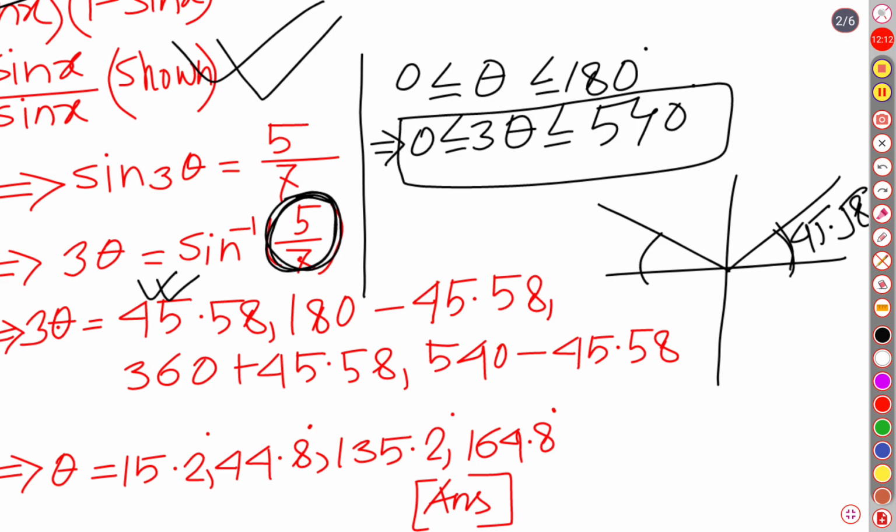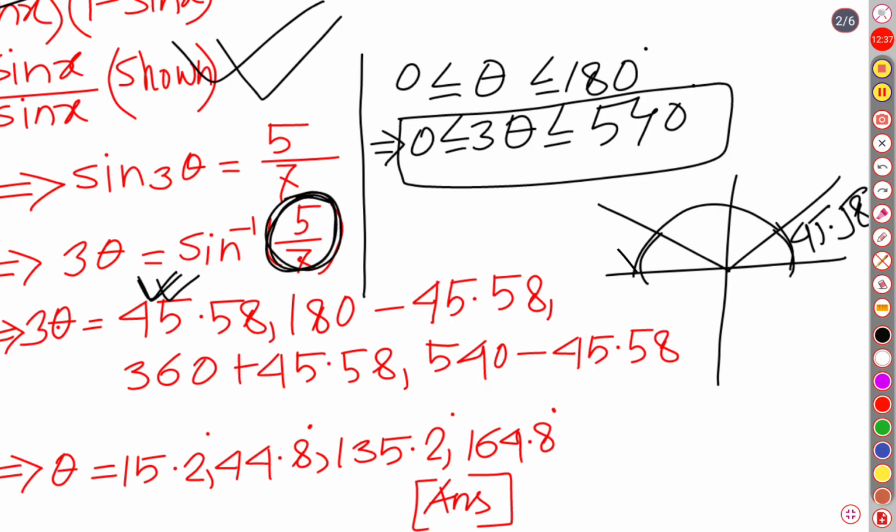Well, so the angle is this one, 45.58, which we have already written over here. Now the question is, if the angle falls in the second quadrant, then what will happen? For the second quadrant, the angle is actually starting from here to here. So we can write it better, from here to here.